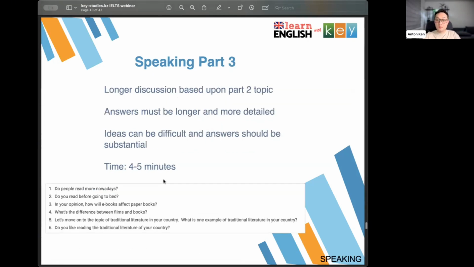And finally, the third part, it's a two-way discussion, which is thematically connected to the second part and usually aimed at giving opinions and reflecting on imaginary and abstract situations. If you remember in previous slides, the task was to speak about books and reading, so the questions are connected. See, do people read more nowadays? So always thematically connected.